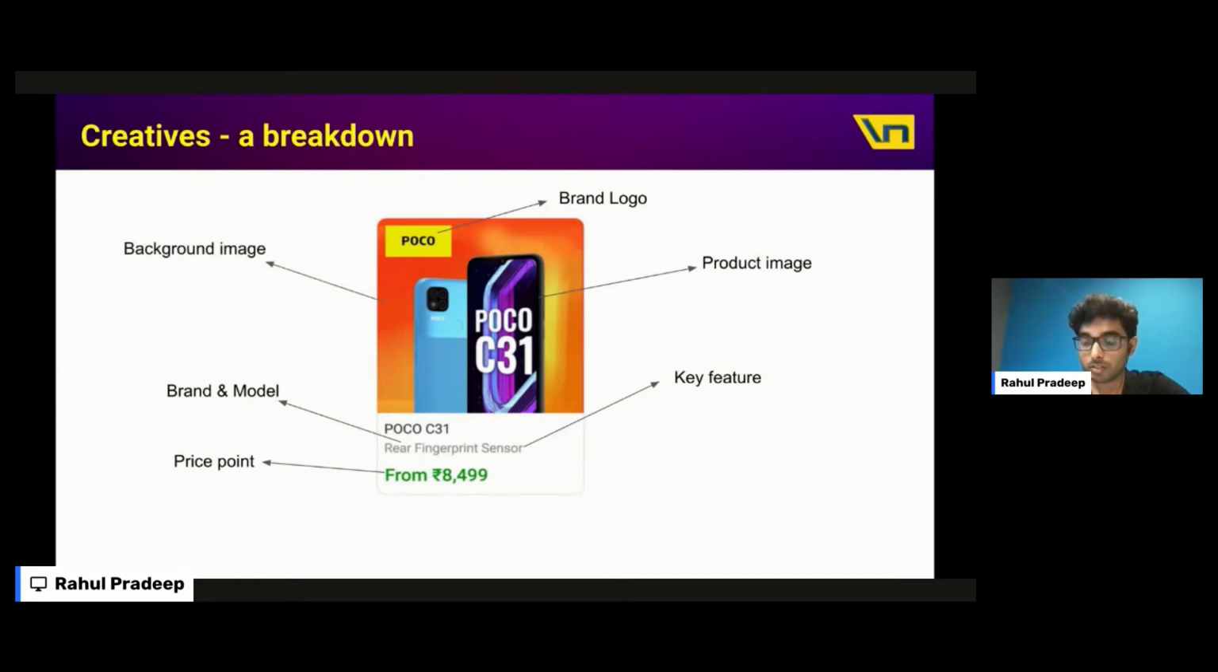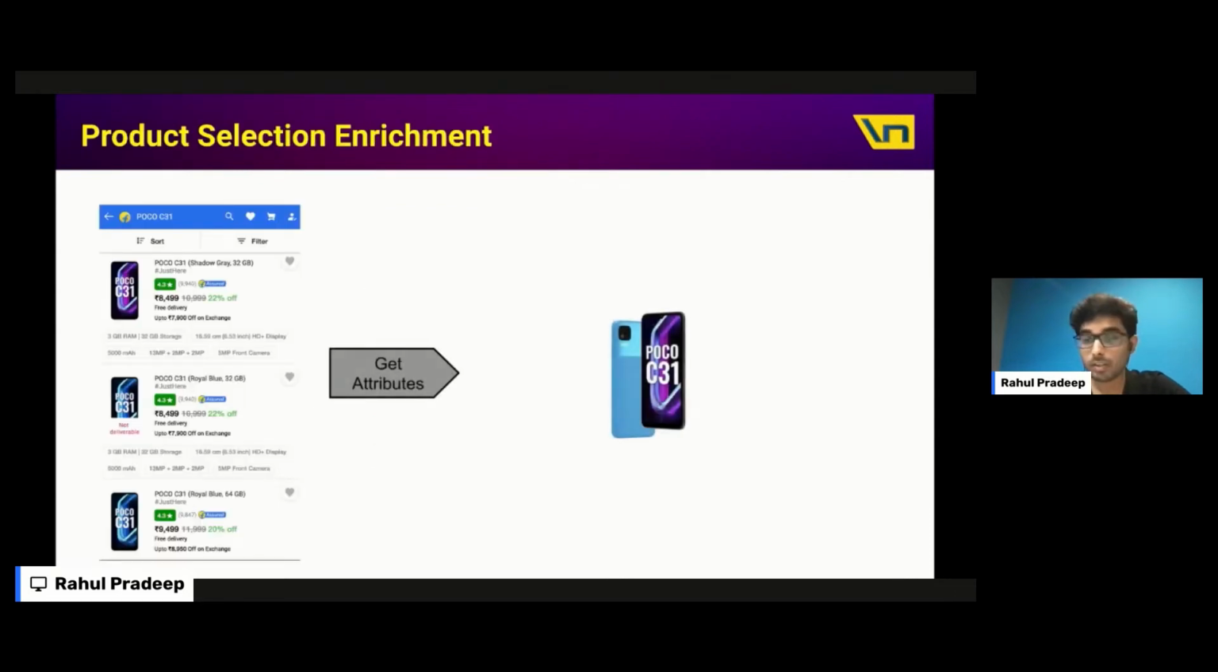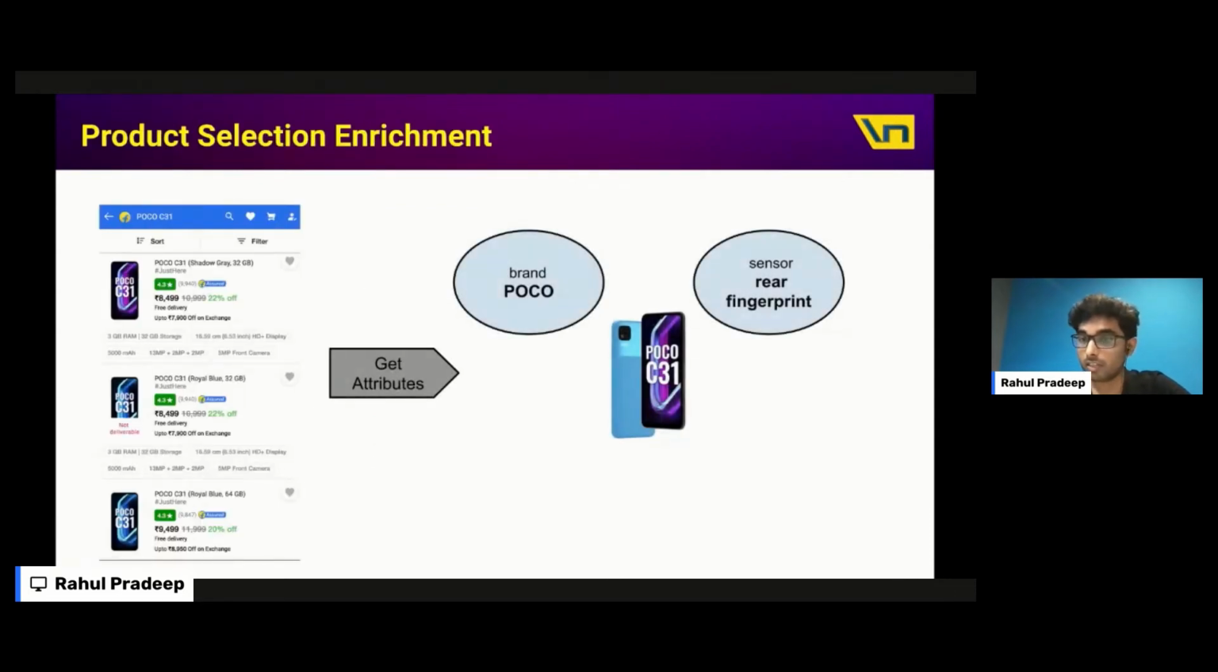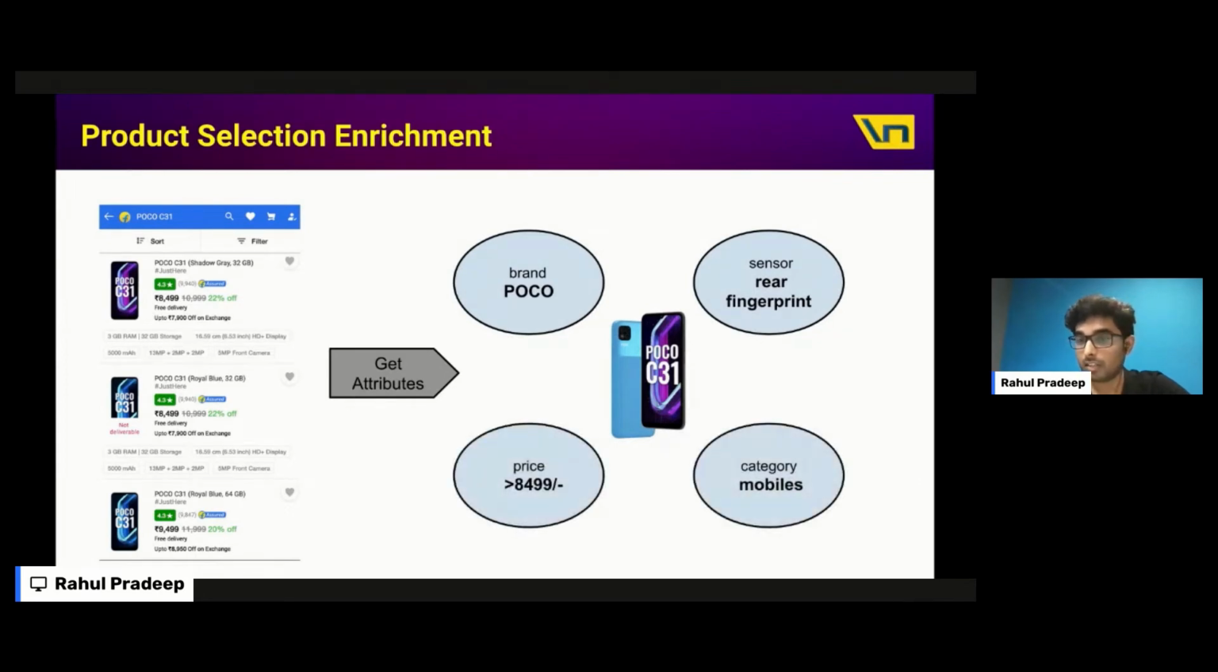So it was possible to get most of this information from the selection itself. For example, if you look at this selection, it's very evident that you have a bunch of products and all the attributes related to those products. So what we do is something called enrichment, where we take these products and gather as much information as possible for them. We figure out what the images of these products are. We figure out the various attributes like brand, the key features, like in this case sensor type, the price points, and the category themselves. So if you see, a lot of this information was used in the creative as well.